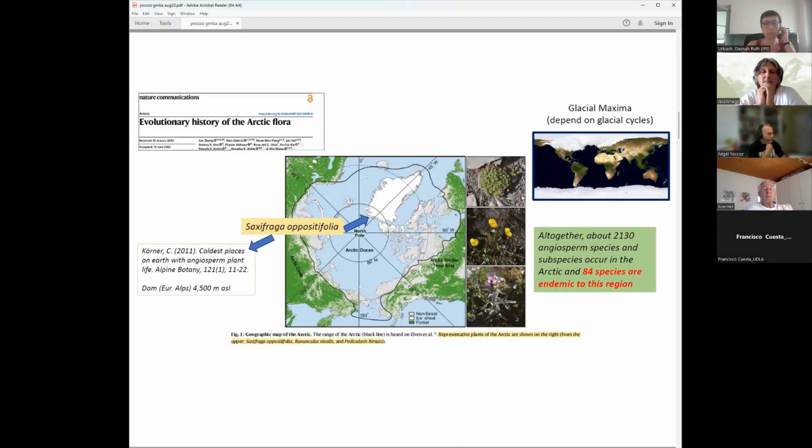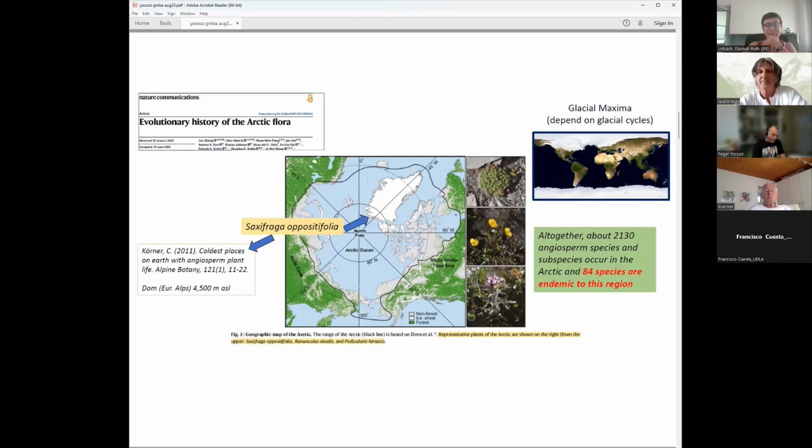And they focus on 3 species in this figure, which they say are representative plants of the Arctic. They show Saxifraga oppositifolia, the one on the top right. It's not a very beautiful picture that they used. And then you have Ranunculus nivalis and Pedicularis hirsuta, so 3 plant species. Interestingly, Saxifraga oppositifolia is the plant that Christian found at the highest spot in the Alps on the Dôme at 4,500 meters. And interestingly, it's also the northernmost plant species in the world, because you also have it in the northernmost tip of Greenland. So it is really a species that likes it cold, one can say.